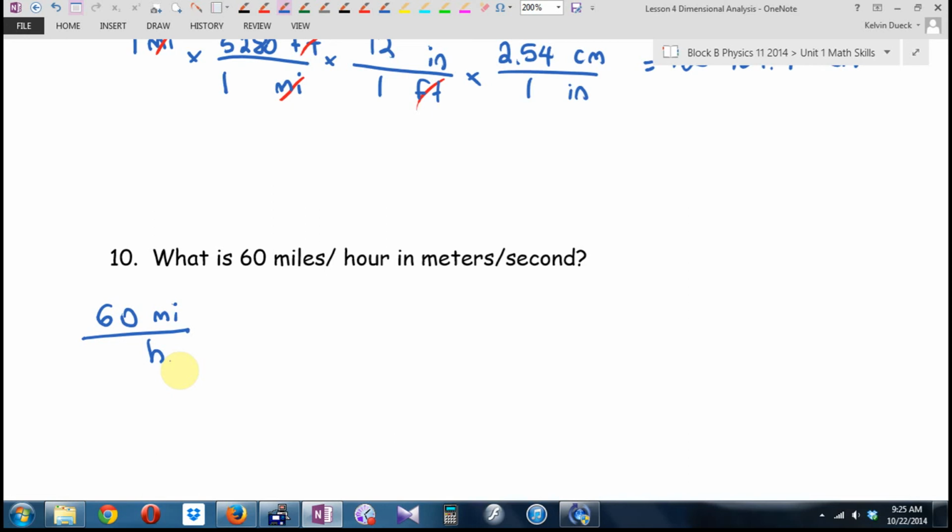We're not going to do them both at the same time. What do you guys want to do first? Hours to seconds or miles to meters? Doesn't matter. Max, pick. Do you want to do the distance part or the time part first? Distance first? Okay, so I want to get rid of miles. Where am I going to put it? Because it's on the top originally. What can I change miles into?